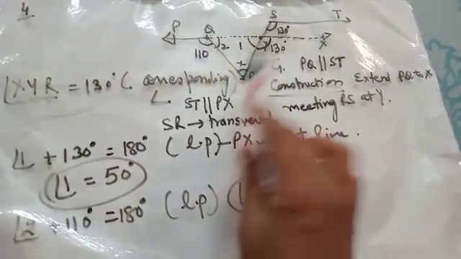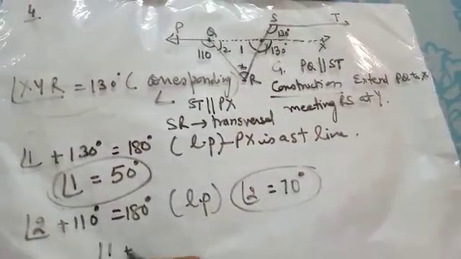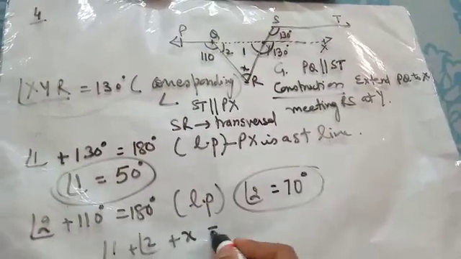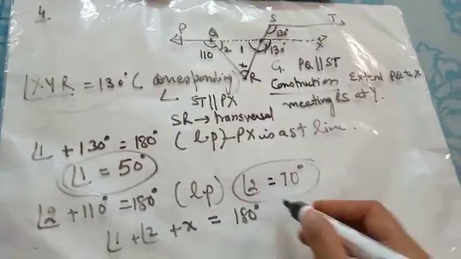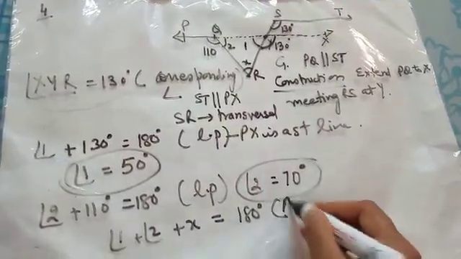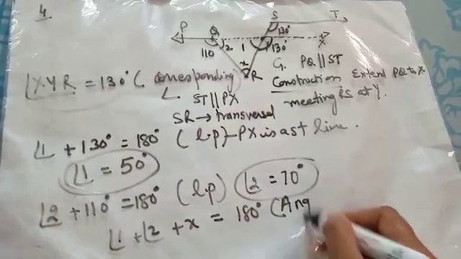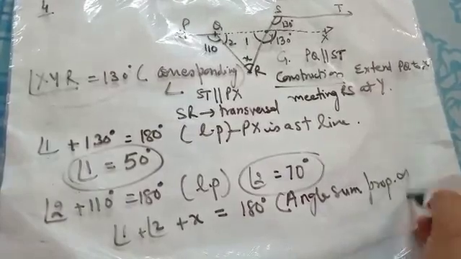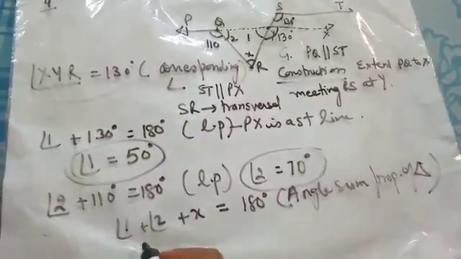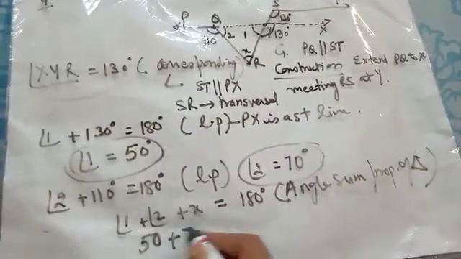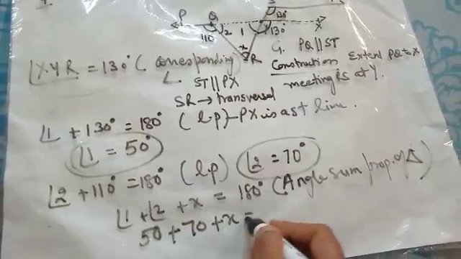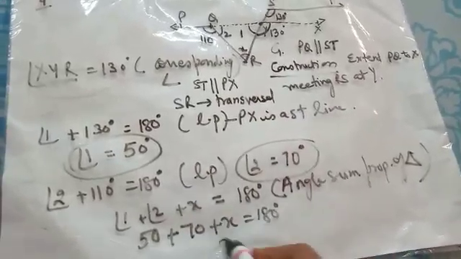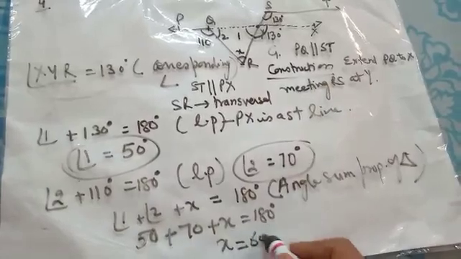Now can you find out the value of X? 1 plus 2 plus X will be equal to 180 degrees. What is the reason? Angle sum property of triangle. Therefore the value of 1 is 50, the value of 2 is 70 and X I don't know, so I can find out the value of X, that it will be 60 degrees.